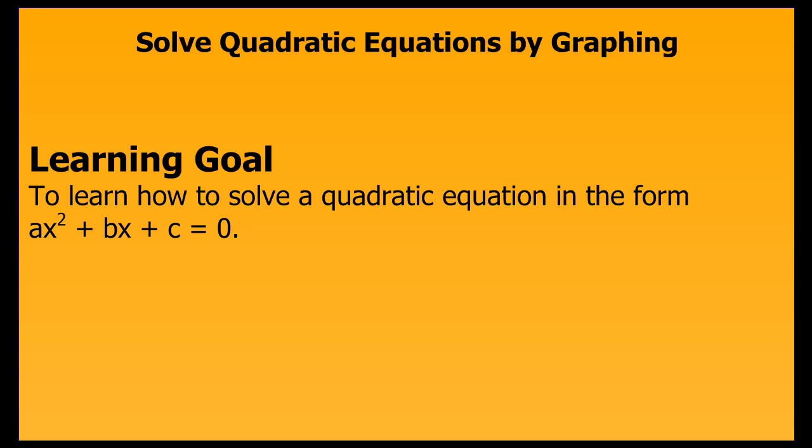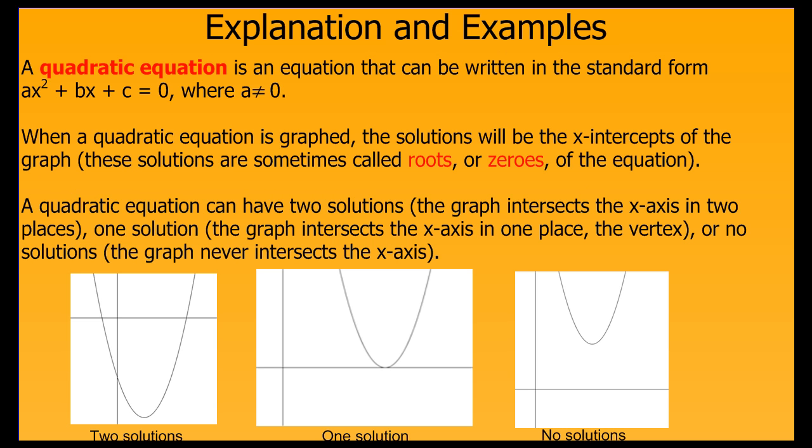Welcome to Algebra 1. The learning goal for this episode is to learn how to solve a quadratic equation in the form ax squared plus bx plus c equals 0. A quadratic equation is an equation that can be written in the standard form ax squared plus bx plus c equals 0. When a quadratic equation is graphed, the solutions will be the x-intercepts of the graph. These solutions are sometimes called roots or zeros of the equation.